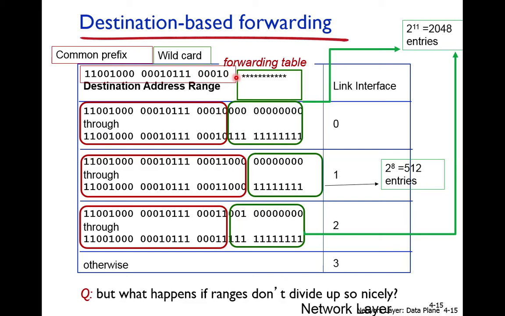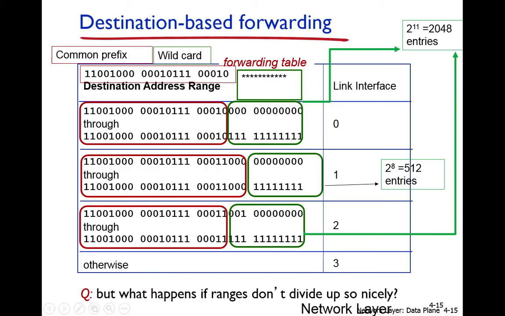By using common prefix matching, we can reduce the number of entries from 4,500 entries to 3 entries. For this range, we will have one common prefix, for this range another common prefix, for this range another, and then for these entries. When the number of entries is reduced, the searching time in the table will be reduced. And that's why, due to this common prefix matching, when a network assigns IP addresses, they're assigned consecutively in order.